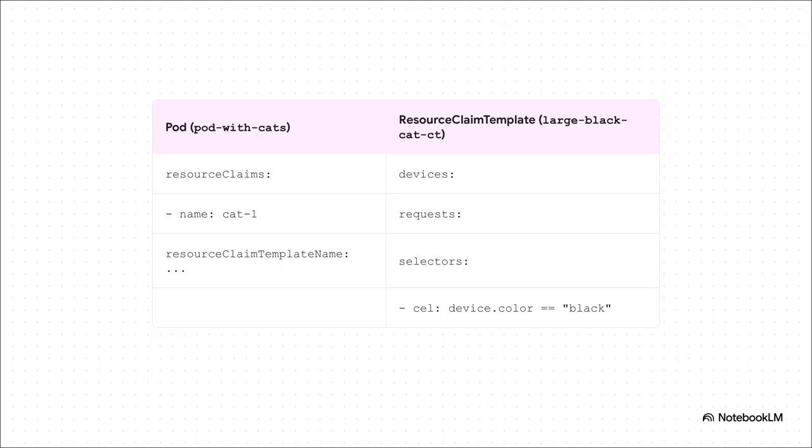Now look to the right. The resource claim template is where the real magic happens. This is a reusable template that defines the kind of resource we want. Inside its spec, we have requests, and this is where we define the specific attributes we're looking for using powerful selectors. In this fun example from the source presentation, we're using the Common Expression Language, or CEL, to say we need a device where the attribute color is exactly equal to black. This is how we express those rich, detailed requirements. We're not just asking for one cat. We are being extremely specific and asking for a large black cat.